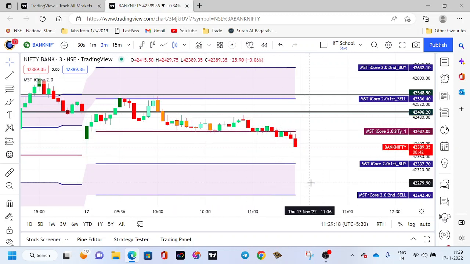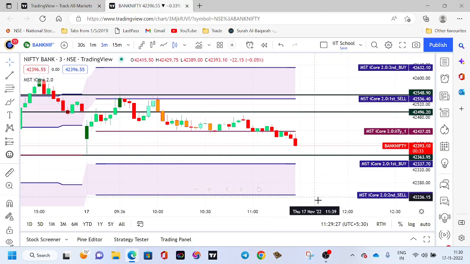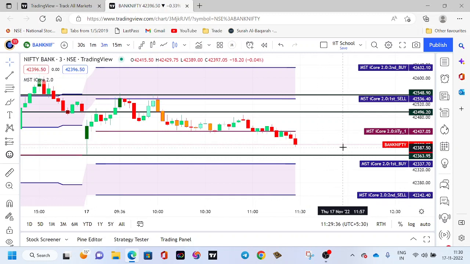See here, the market is falling down. It will fall for 100%. It will come and touch this level, minimum this level. Then it will come to our buy entry, 42,337. So make a note, mark my word, the market is still running. I am saying this in the live market.